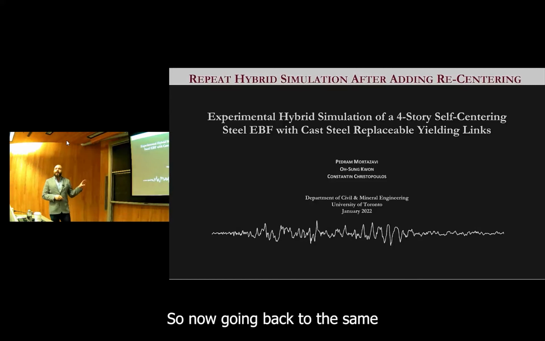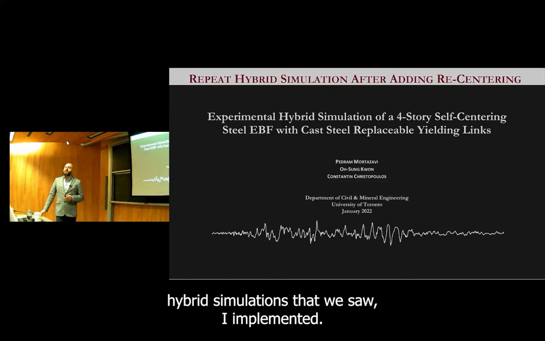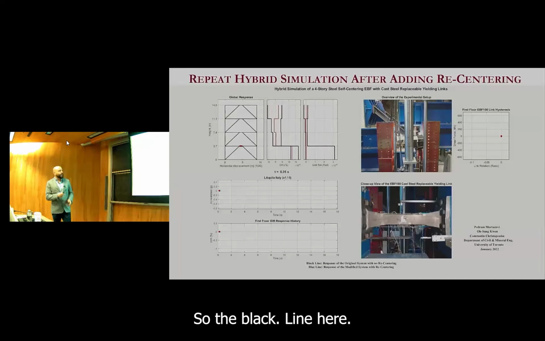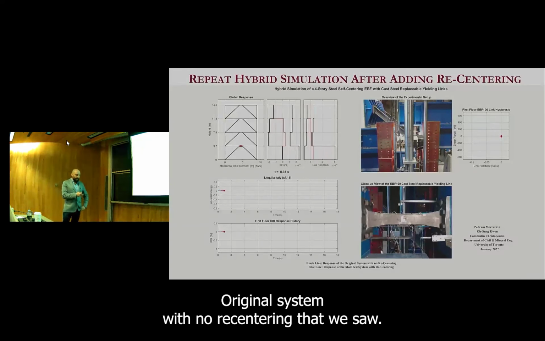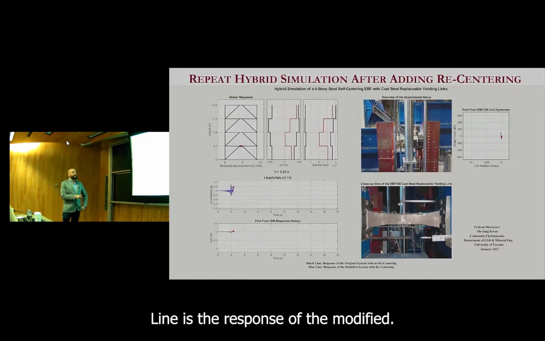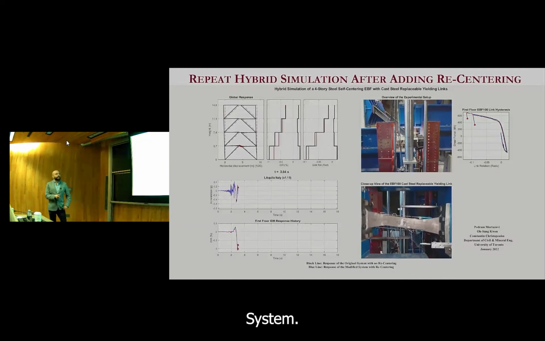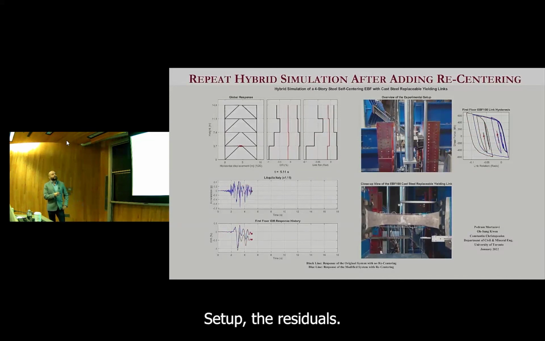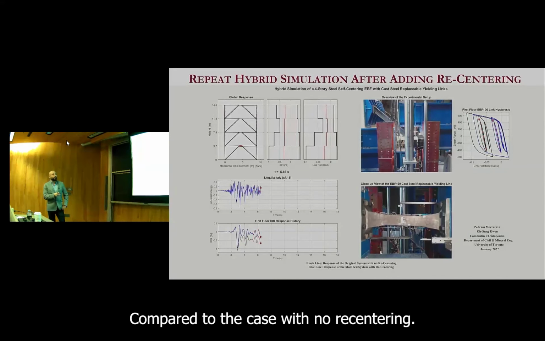So now going back to the same hybrid simulations that we saw, I implemented that HSS system in my building. So the black line here shows the response of the original system with no recentering that we saw. The blue line is the response of the modified system. So you can see right off the bat, and this is in the component test setup, the residuals are controlled much better compared to the case with no recentering.